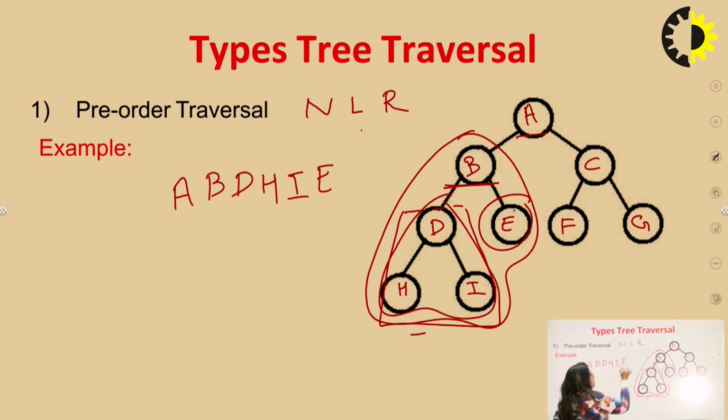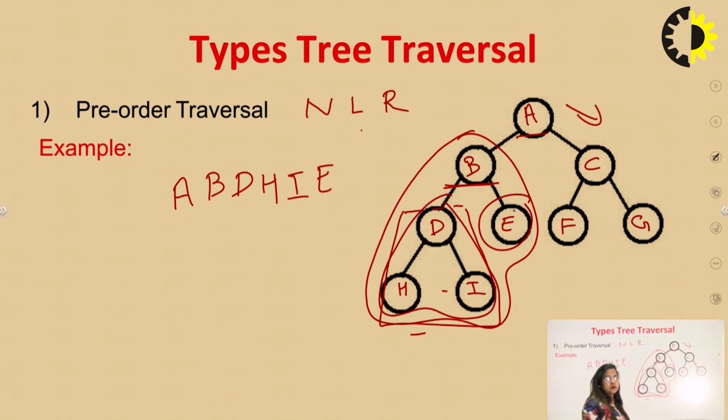This one is E. So now all these nodes are traversed, meaning this whole part is called the left subtree of A, and this part is called the right subtree of A. So according to this, all nodes B, D, E, H, I are traversed. Now we come to root A: starting, we cover the root, then all the left subtree. Now comes the right.